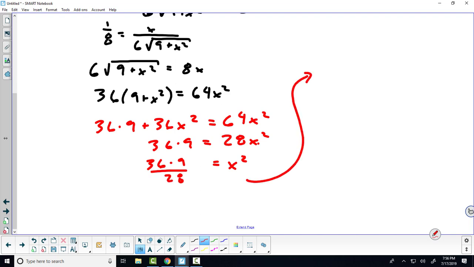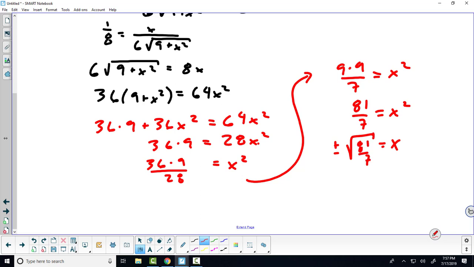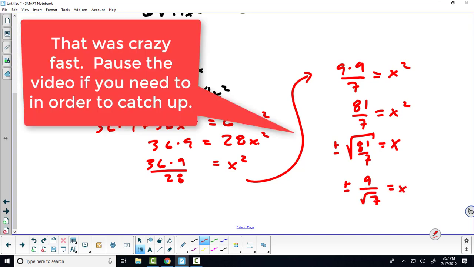So folks, notice I didn't want to multiply 9 times 36 just because I'm lazy. So at this point, I'm going to go ahead and cancel out like factors. 4 goes into both those expressions. So I get 9 times 9 over 7 is equal to x squared, or 81 sevenths is equal to x squared. So we get x is equal to plus or minus the square root of 81 sevenths, or plus or minus 9 over the square root of 7 is equal to x. Okay, folks, all I did was solve this equation. I might not have done it the way you would have.